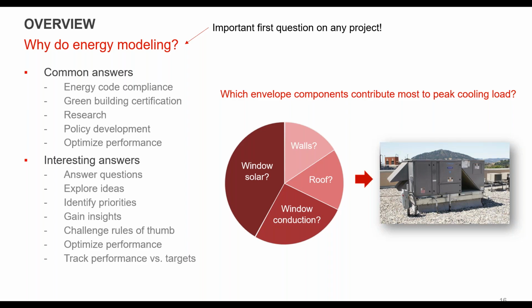Another thing to look at is how the envelope is contributing to peak cooling load, right? So you could look at the components of your individual envelope, like the walls, the roof, the glass, and see which one has the largest impact on peak cooling, right? So that could give you an idea that in this case, maybe you want to look at reducing the solar heat gain to minimize cooling load in your building.